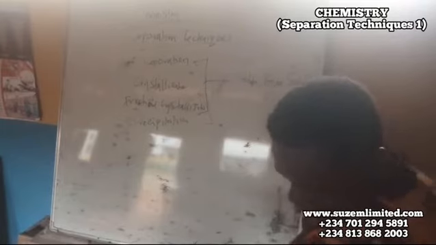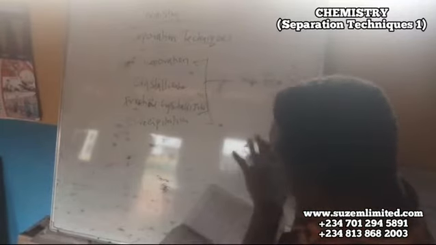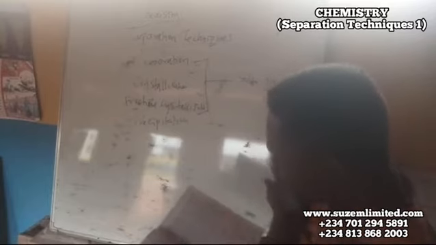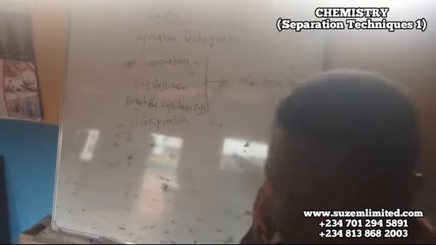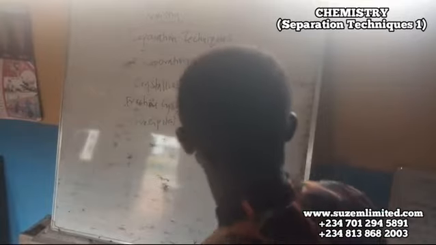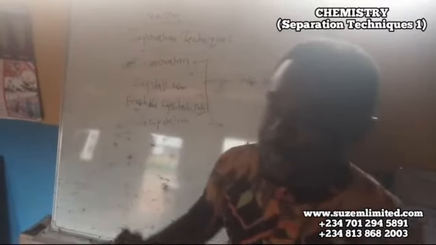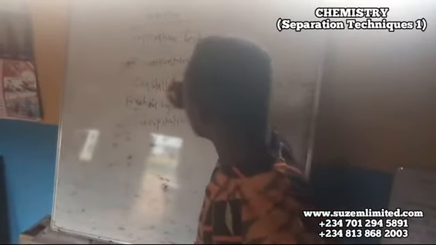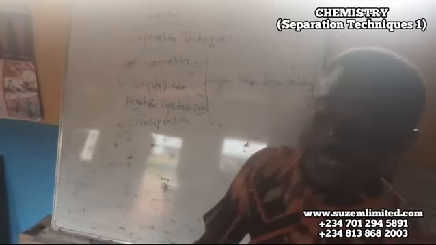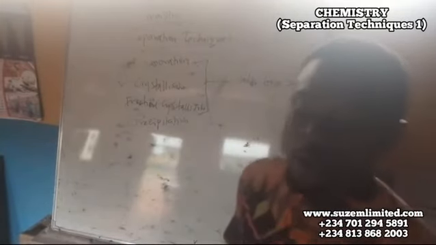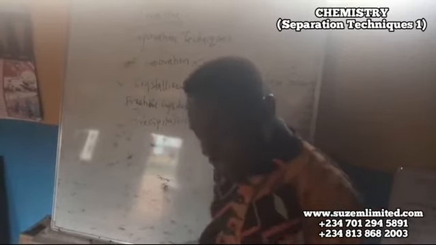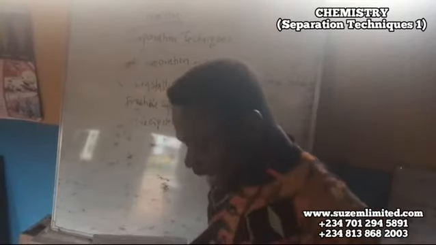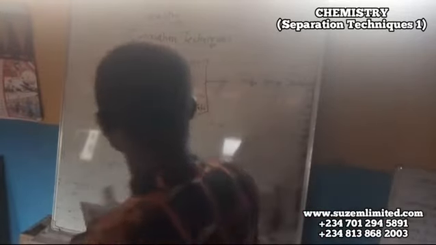Another thing we should note is this. Let us look at crystallization. I want to throw more light on crystallization. Now, there are some salts that can be decomposed easily on heating. If you heat them a bit, they can be decomposed easily. This method can be used to separate such salts. Crystallization can be used to separate salts that can be decomposed easily under heat. Such salts are something like copper sulfate tetrahydrate, copper nitrate, and iron sulfate tetrahydrate.